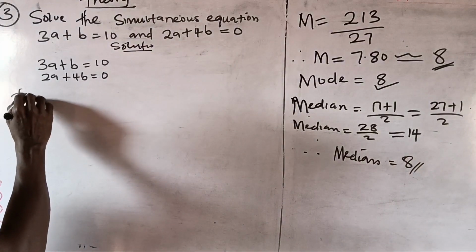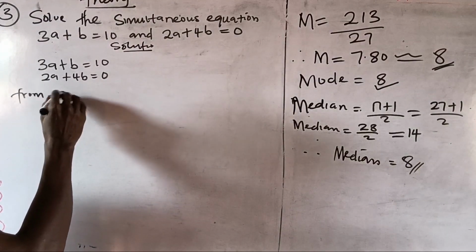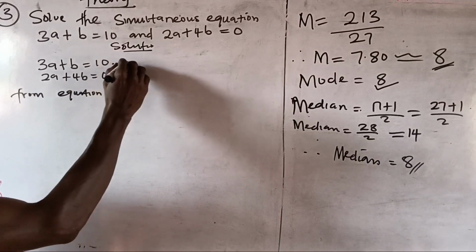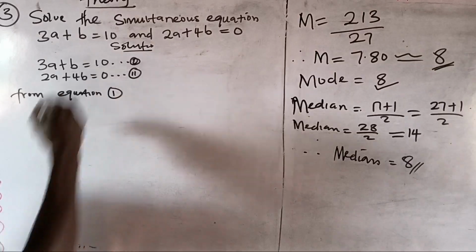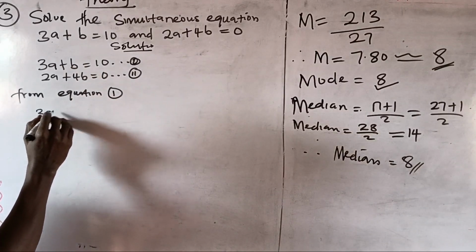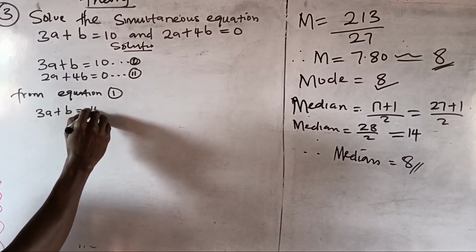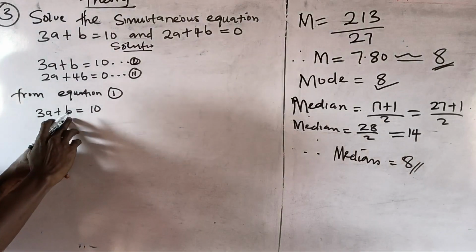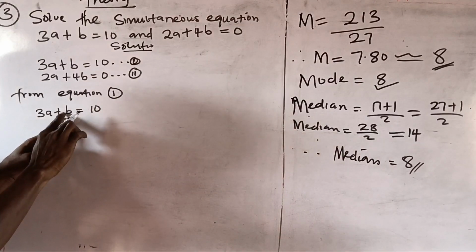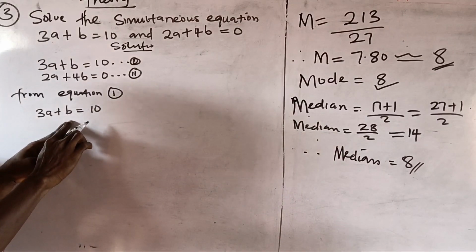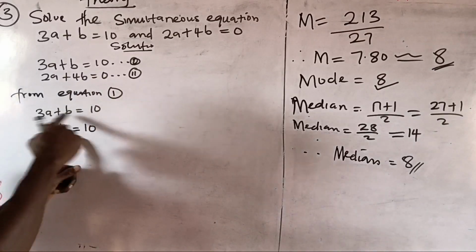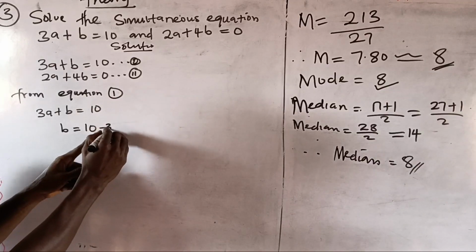So using equation 1, this is equation 1 and this is equation 2. From equation 1, 3a plus b equals 10. What do I do here? I want to make b the subject. So I will make b, which doesn't have a coefficient, equal to 10 minus 3a. The 3a goes to this side, so once it comes to this side, it becomes minus 3a.